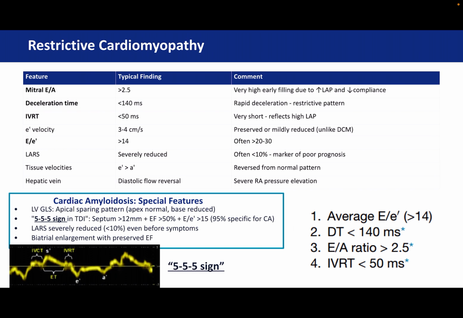Restrictive cardiomyopathy is the most severe form of diastolic pathology. The ventricle is so stiff that even tiny increases in filling volume produce a dramatic pressure rise. The echo pattern is extreme. And these are the parameters to read on your own.